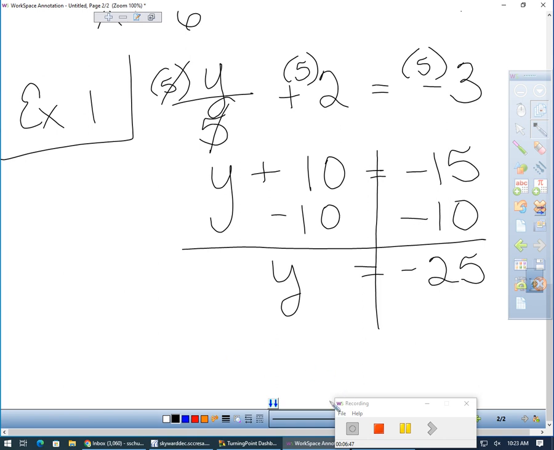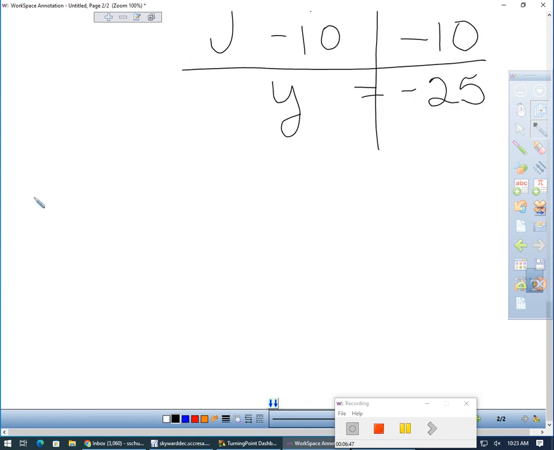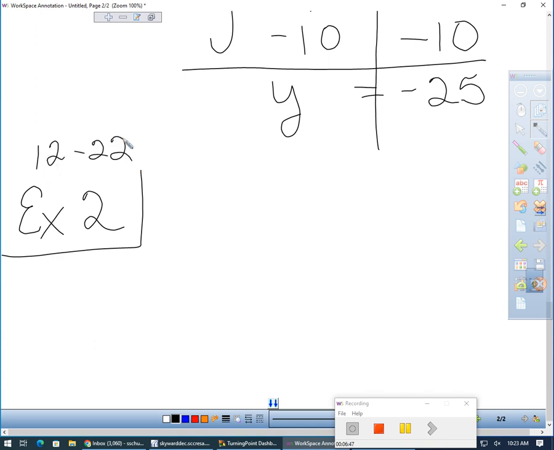All right, let's go with example number 2. These examples I'm doing right now are going to cover 12 through 22. The first one is also part of that same section. Let's try one that looks like this. Let's say I have, how about 3x minus 6 equals 9. Do I have a fraction anywhere?